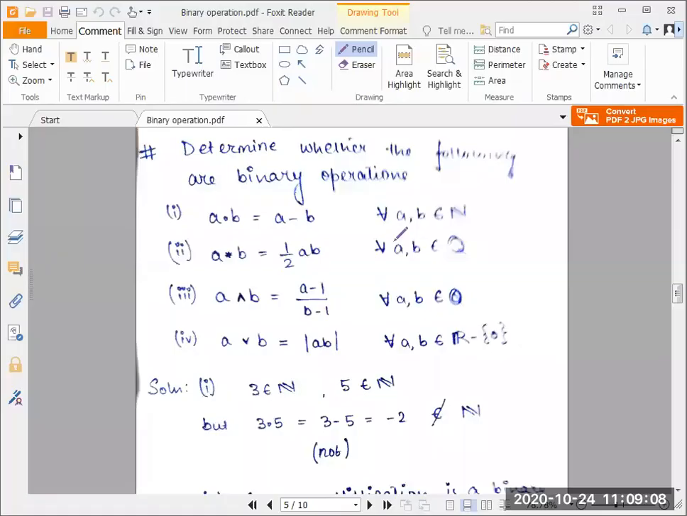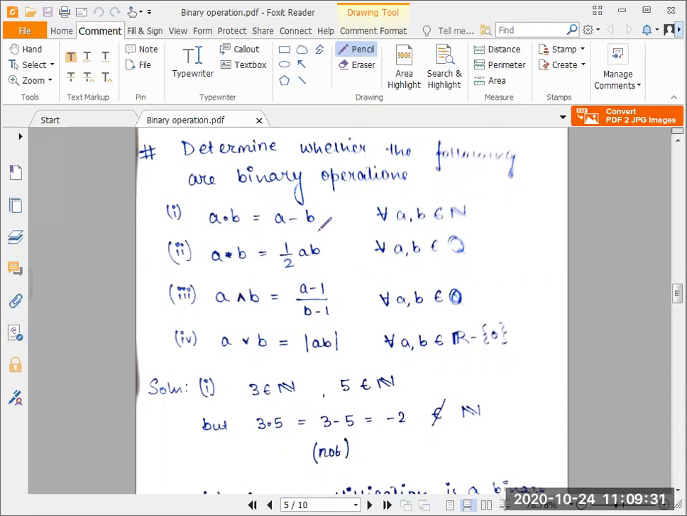Today we'll be continuing from before. We will be trying to work with certain binary operations and see whether we can call them binary operations. So let's look at the first sum that we have here. It says A dot B equals A minus B. So they have defined an operation dot in a way such that A dot B is A minus B.